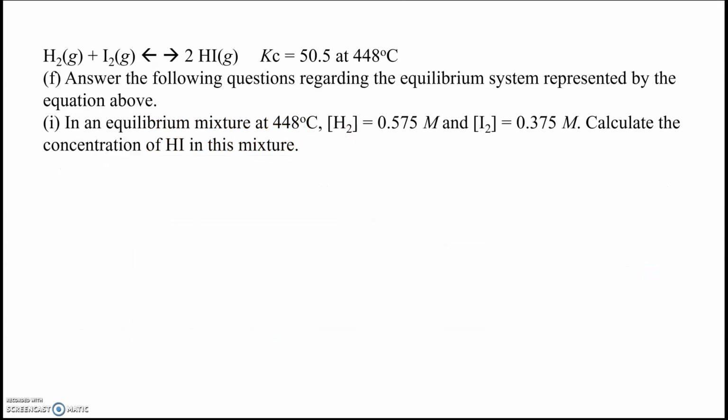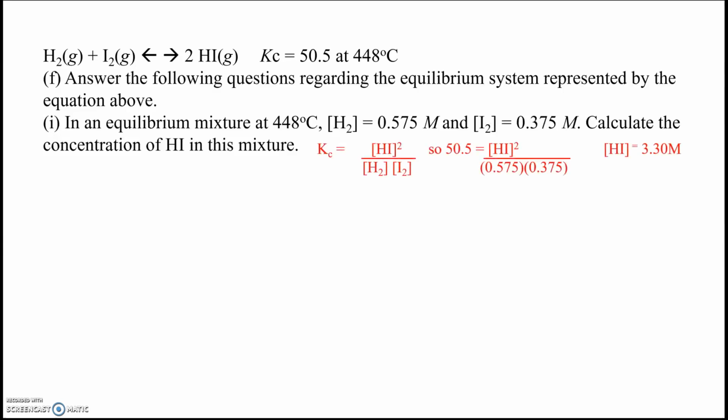All right, now we move on to question F. We've got a new reaction. We've got hydrogen plus iodine reacts to form 2 moles of hydrogen iodide. Kc is 50.5 at this temperature. So we want to answer the following questions regarding the equilibrium system represented by this equation. So we've got our values there, and we need to calculate the concentration of hydrogen iodide in this mixture.